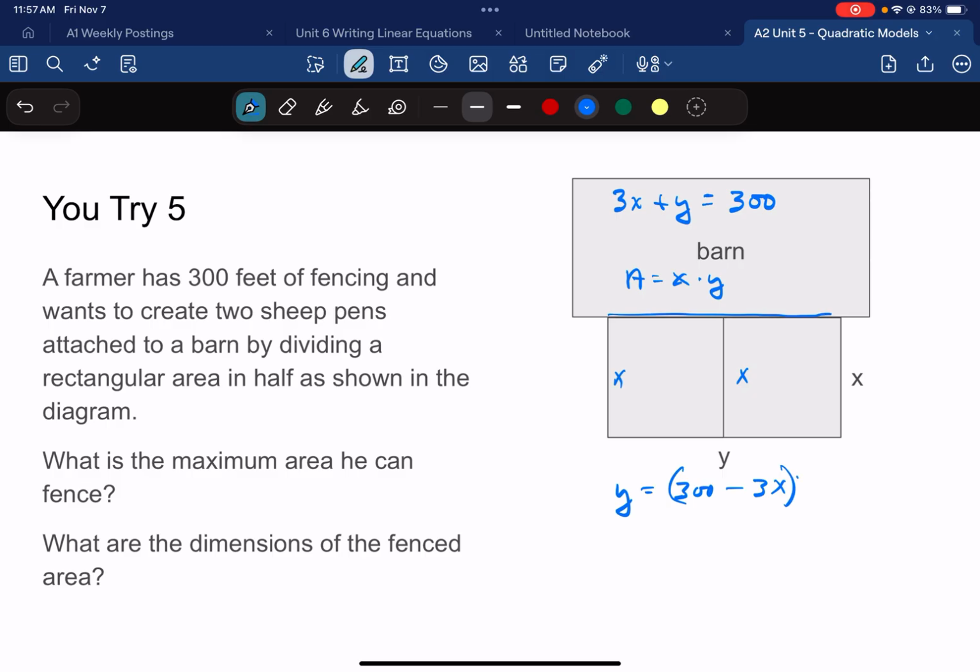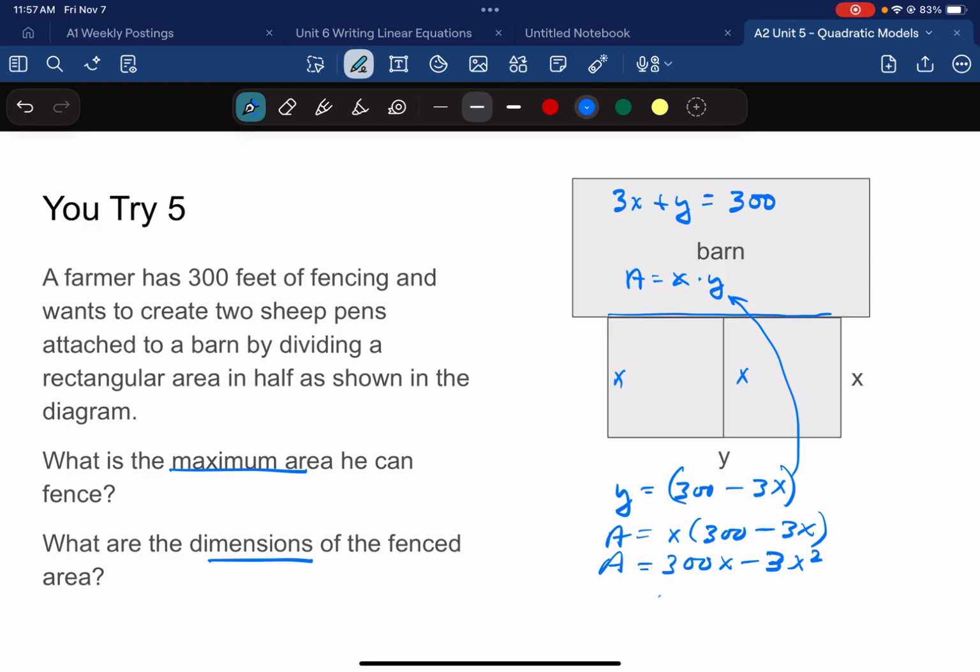So you're going to plug this right in there. So you get area equals x times 300 minus 3x. Distribute. I don't like writing threes. There we go. 300x minus 3x squared. So I need to find the maximum area, and I need the dimensions.